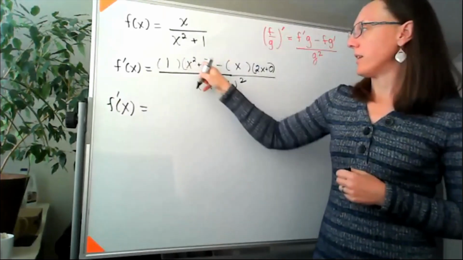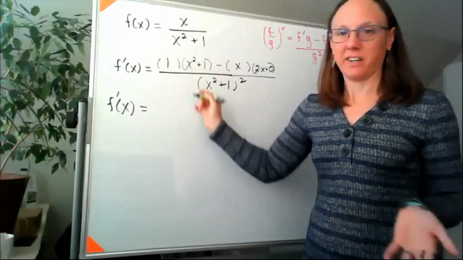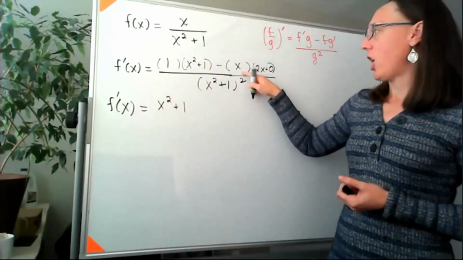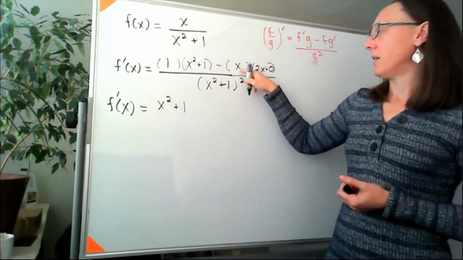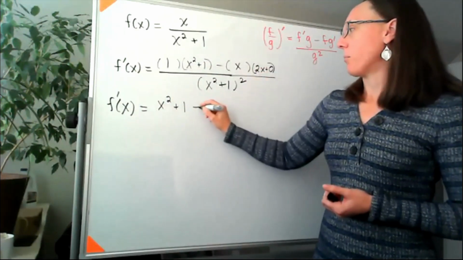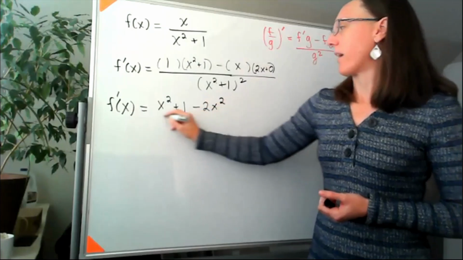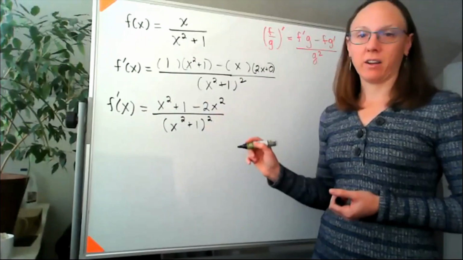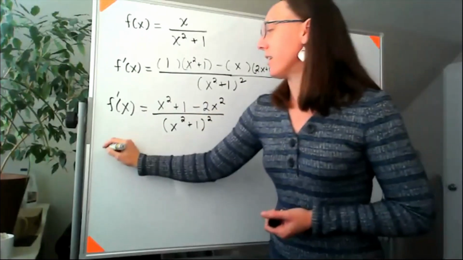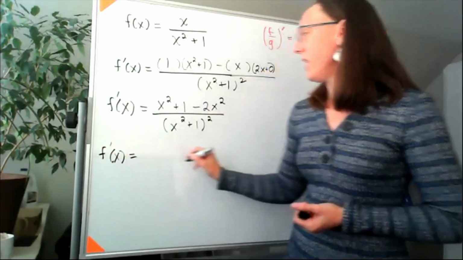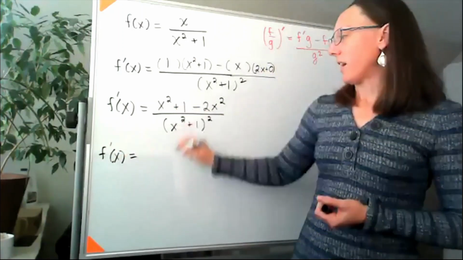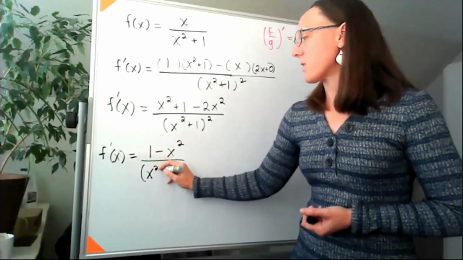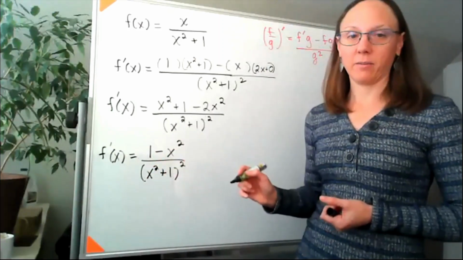Looking at this, 1 times x squared plus 1, if I distribute the 1 out, I just have x squared plus 1. And here, I'll be subtracting off x times 2x, so minus 2x squared. And that whole thing is over x squared plus 1 squared. And it looks like on top, I can clean it up a little bit more and call that 1 minus x squared over x squared plus 1 whole thing squared.